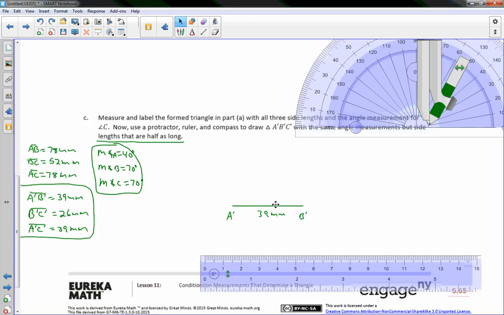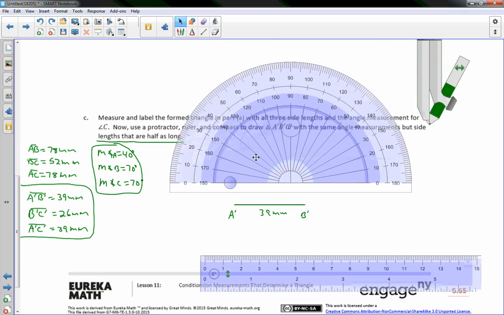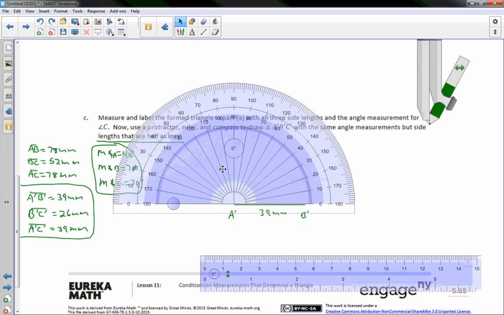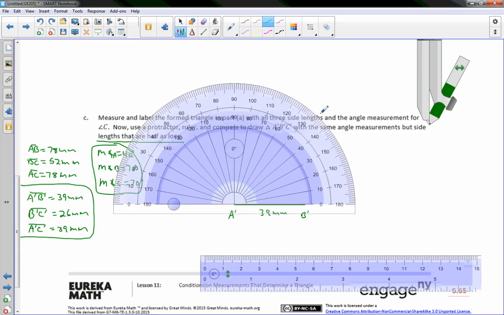Okay, so I'm going to just move this over a little bit, center it like that. Okay, now I want my angle A to still be 40 degrees. So I take my protractor and I put it right there on A, and I make a mark over here. And let me change colors this time. 40 degrees is out here.